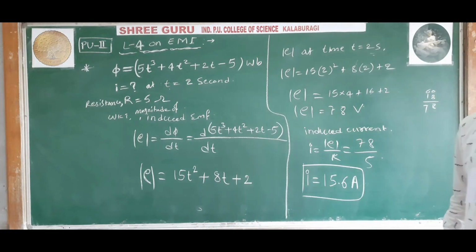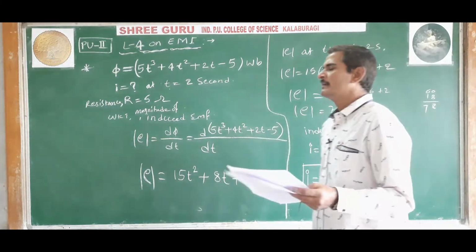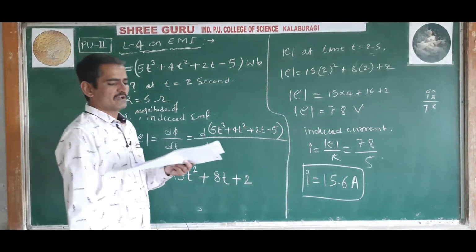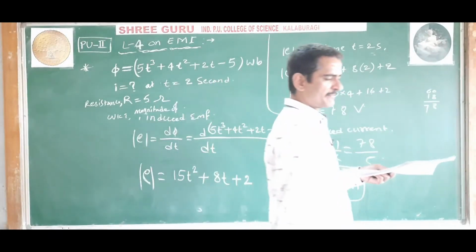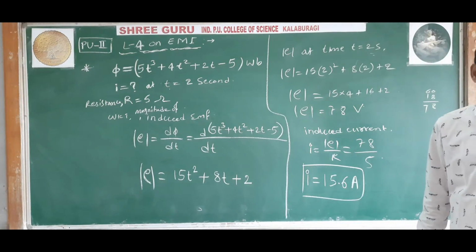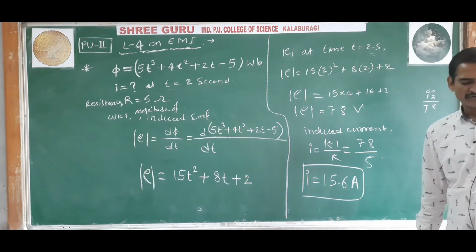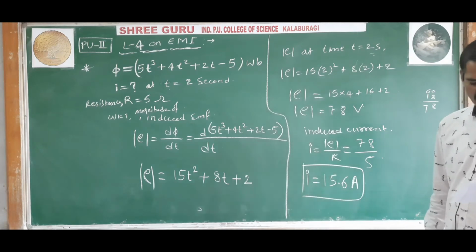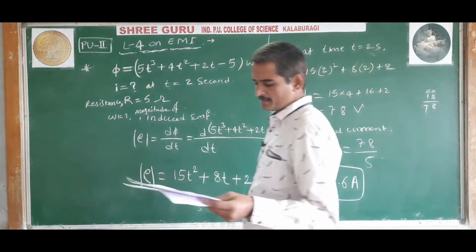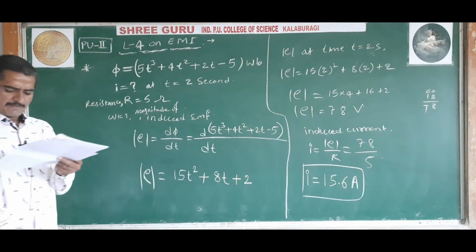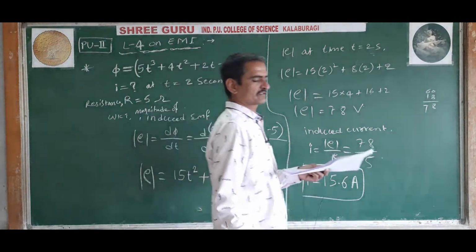A constant and uniform magnetic field of 0.5 Tesla parallel to the axis exists everywhere.